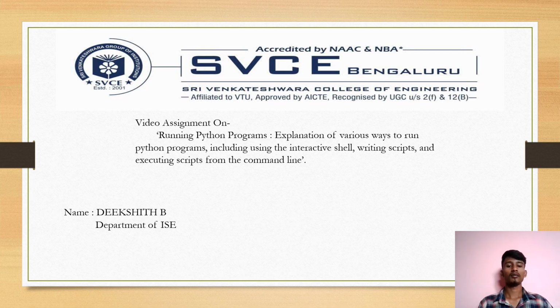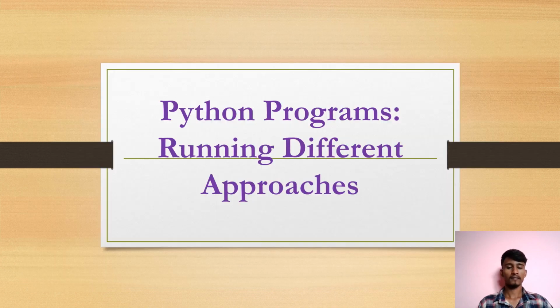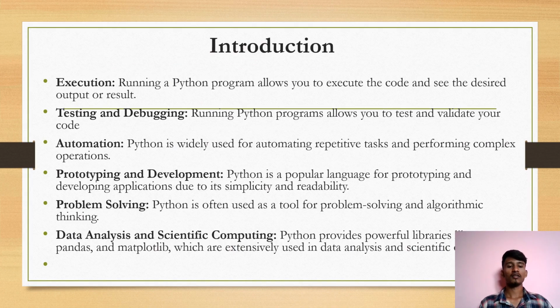Now we discuss the topic of explanation of various ways to run Python programs, including using the interactive shell, writing scripts, and executing scripts from the command line. Introduction: Execution. Running a Python program allows you to execute the code and see the desired output or result.